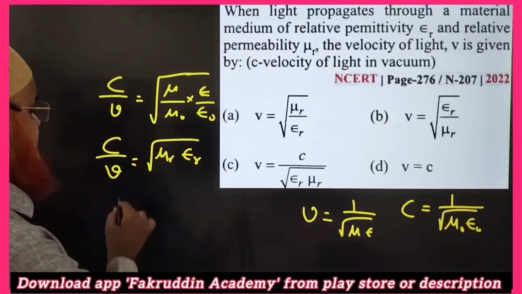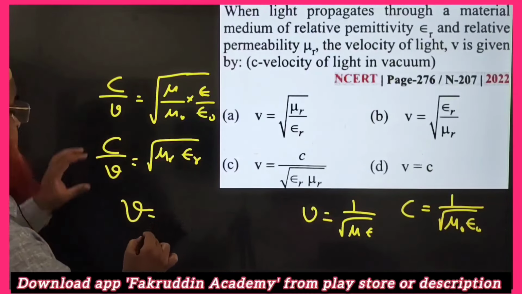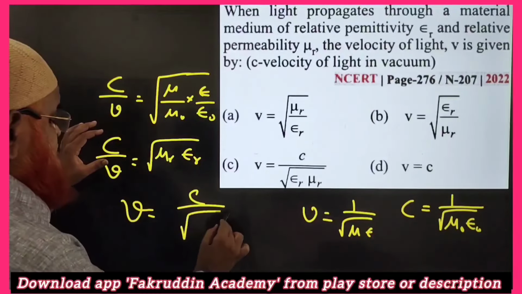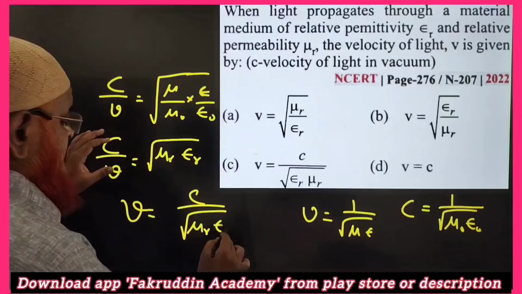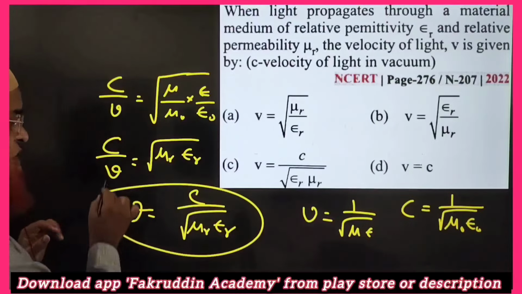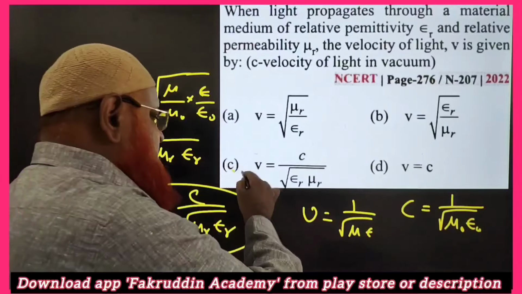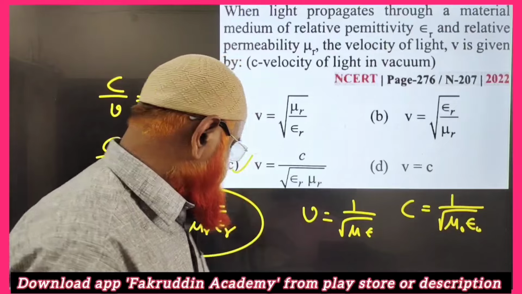But he is asking us to find out V. So V is equal to C divided by square root of mu r epsilon r. This is going to be our solution. That is C option. Thank you very much.